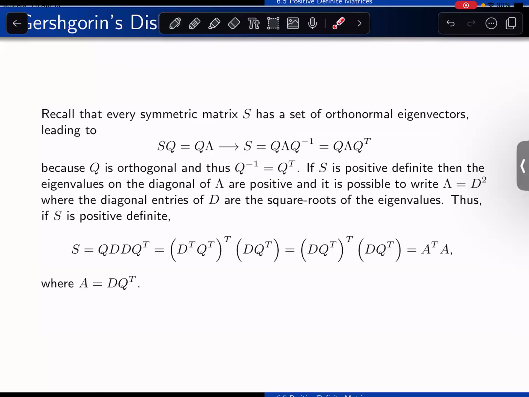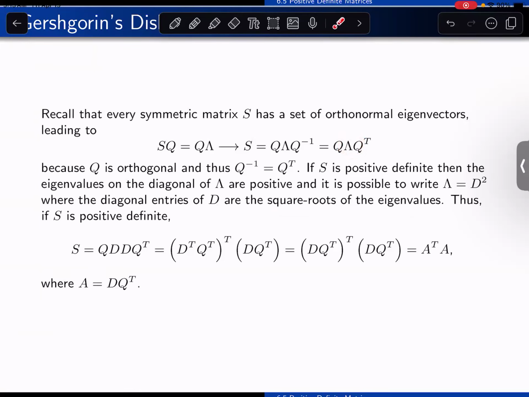And so if S is a positive definite matrix, then the eigenvalues of S are going to be positive. Therefore, the entries on the diagonal of lambda are going to be positive. Because the entries of lambda are positive, you can take the square root of those entries. With this in mind, it's possible to write lambda equal to D squared, where the diagonal entries of D are just the square roots of the eigenvalues. So you just take lambda and apply the square root to each term.